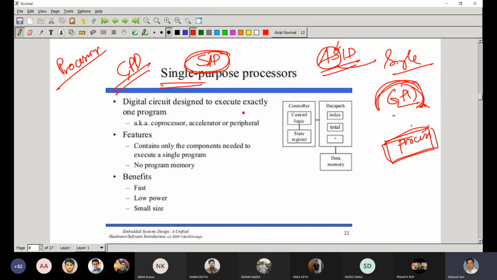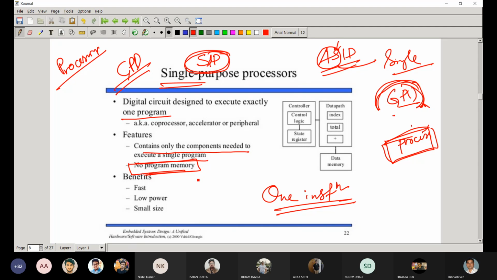Now, a digital circuit executing exactly one program, that is the main target here. The feature is that it contains only one component needed to execute a single program, and no program memory, because there is only one instruction to be executed. Clear? That's why there is no program memory, because it will be hard coded. The benefits: it will be very fast, with very low power consumption because there is less hardware, and it is small in size, very small compared to a general purpose processor and other processor designs.